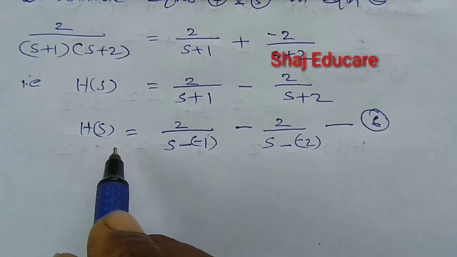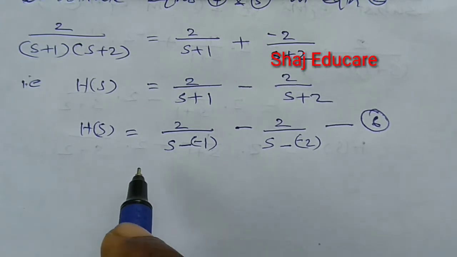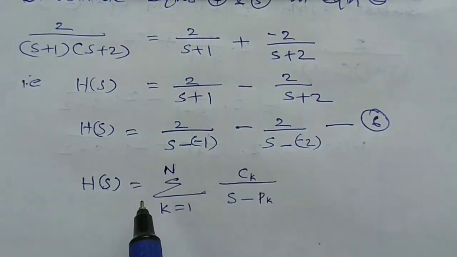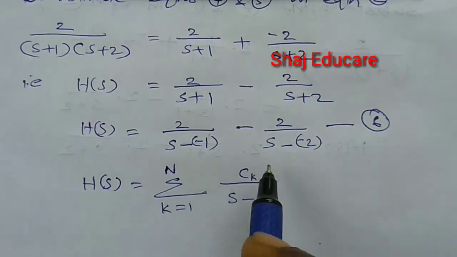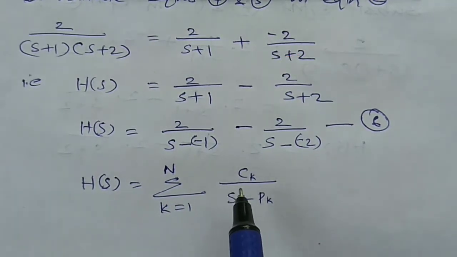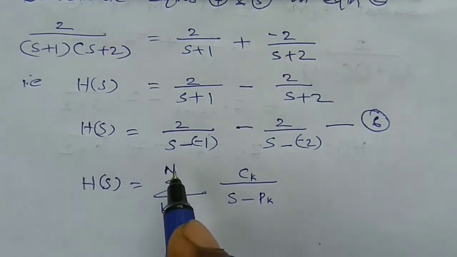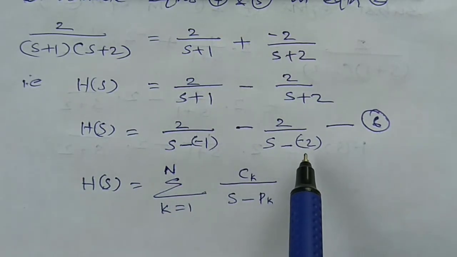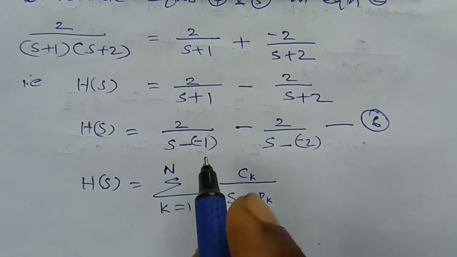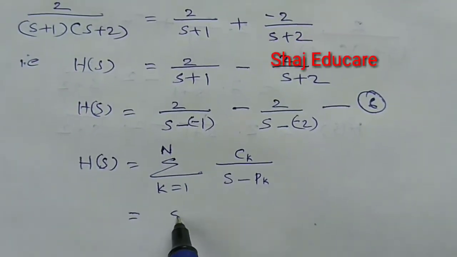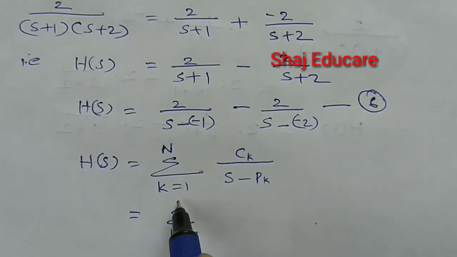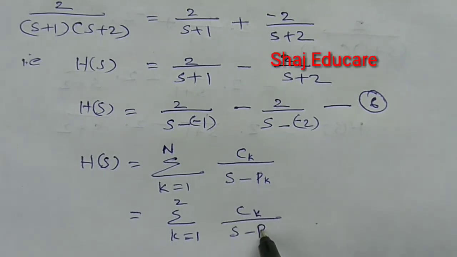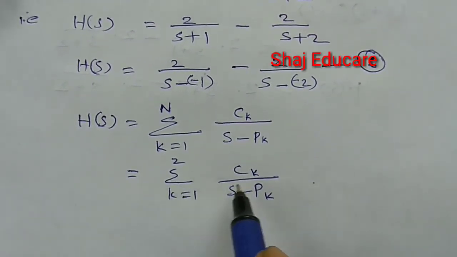Now, in the design steps of the impulse invariant method, we found that the analog transfer function h of s has to be expressed as the sum of single pole functions, where n is the number of poles. In our case, we have 2 poles, one at s equal to minus 1 and another at s equal to minus 2. So n is equal to 2 in this case. So let us rewrite this equation as the sum for k equal to 1 to 2 of ck divided by s minus pk.